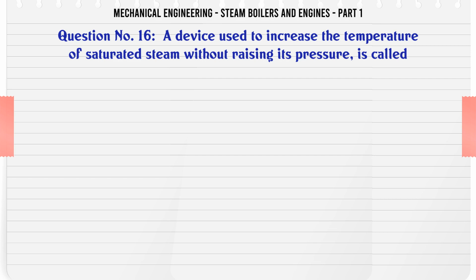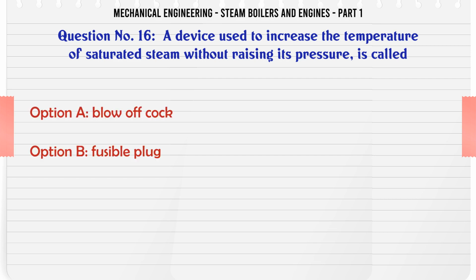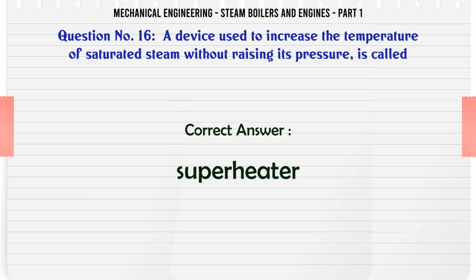A device used to increase the temperature of saturated steam without raising its pressure is called: A. Blow-off cock. B. Fusible plug. C. Superheater. D. Stop valve. The correct answer is superheater.